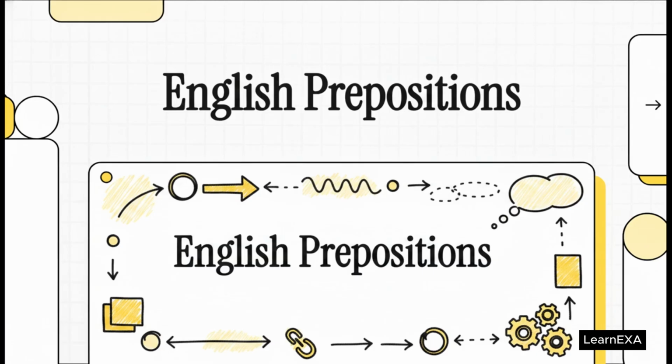Because English, by its very nature, isn't a super precise language on its own. It absolutely relies on these tiny little words, prepositions, to act as the connective tissue, giving our language context, meaning, and clearly defined relationships between objects and ideas.